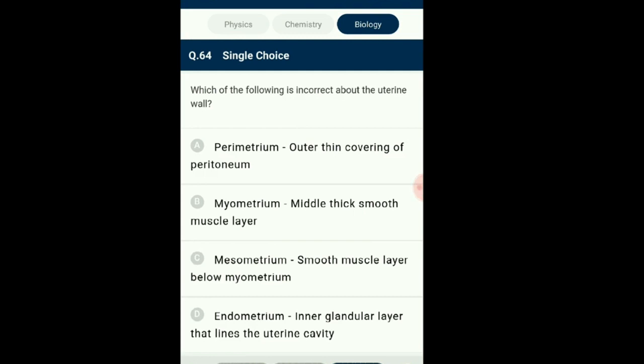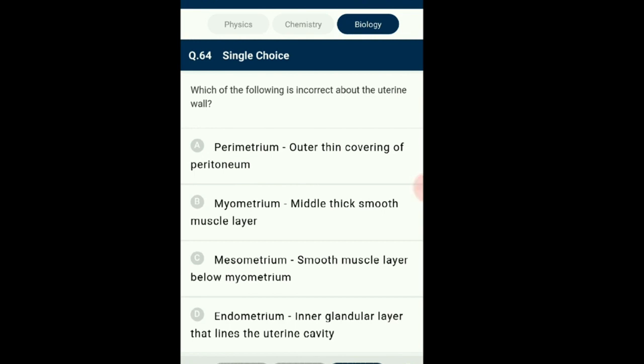Question number 64. Which of the following is incorrect about the uterine wall? The uterus is a part of the female reproductive system and is also known as the womb. It is an inverted pear-shaped organ that bears the fetus during pregnancy. The uterine wall has three layers which are perimetrium, myometrium and endometrium. Perimetrium is the outer thin covering. Myometrium is the thick middle layer of smooth muscles, and the inner layer which contains glands is called the endometrium.